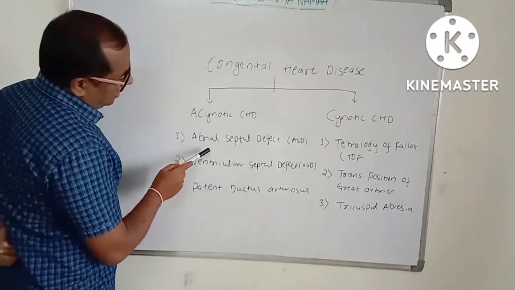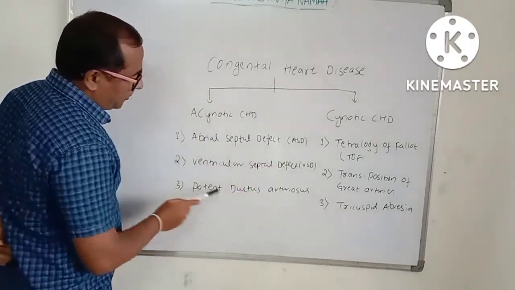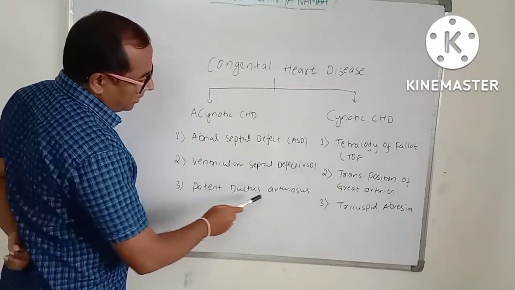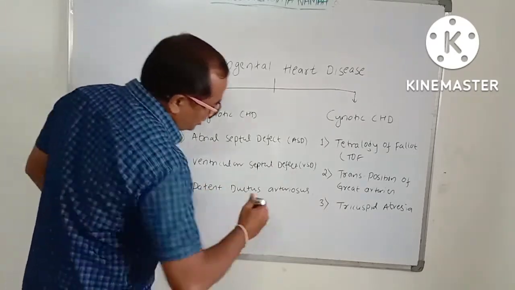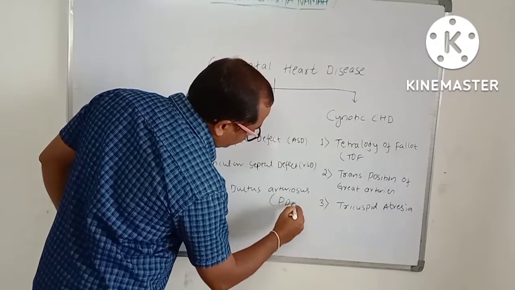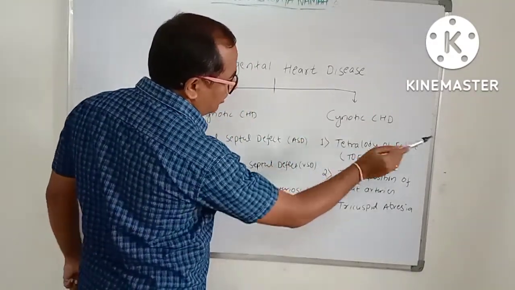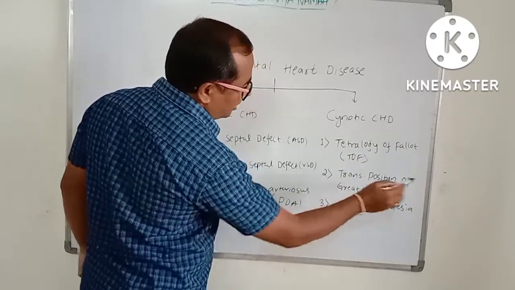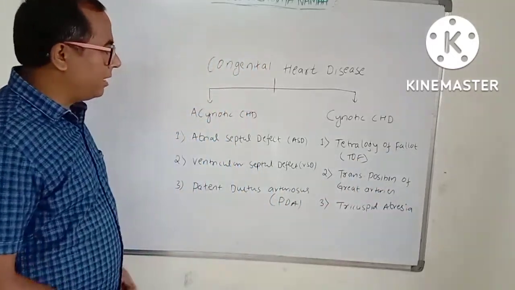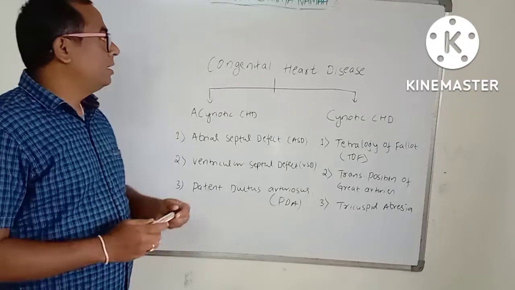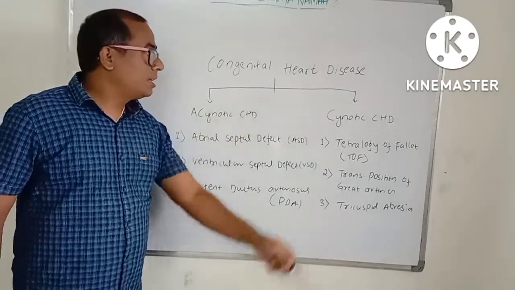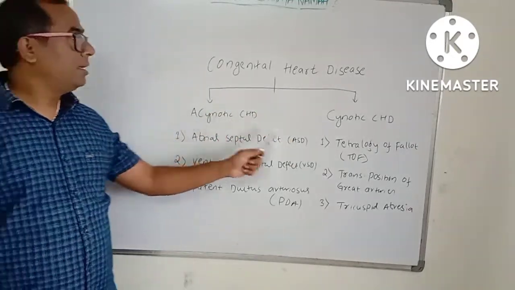Acyanotic congenital heart disease consists of atrial septal defect, ventricular septal defect, and patent ductus arteriosus, which is shortly known as PDA. And next one is cyanotic heart disease: tetralogy of Fallot, TOF, transposition of great arteries, and tricuspid atresia. So these are the classification of congenital heart disease based upon cyanotic and acyanotic.